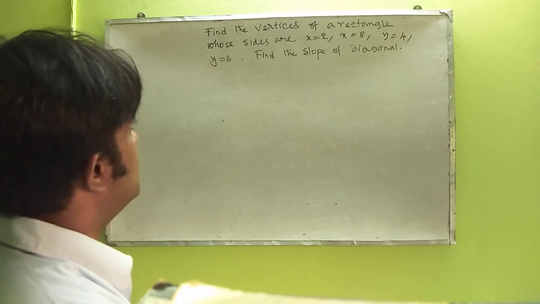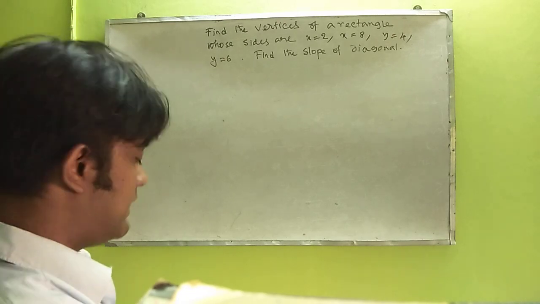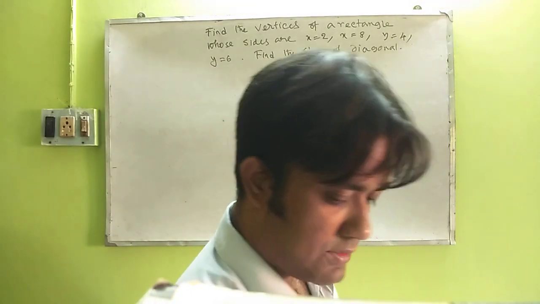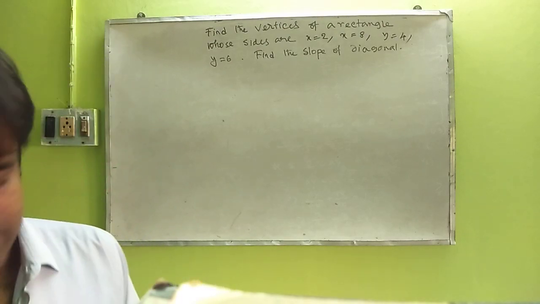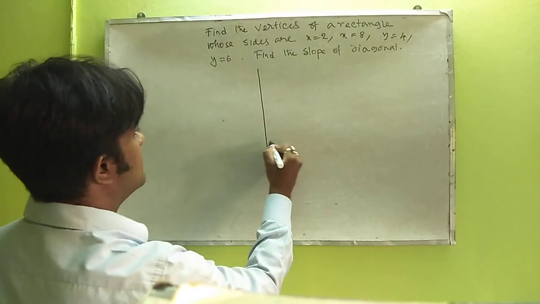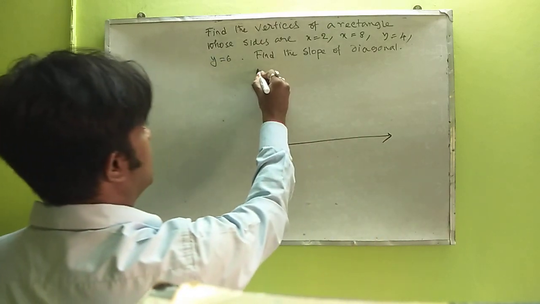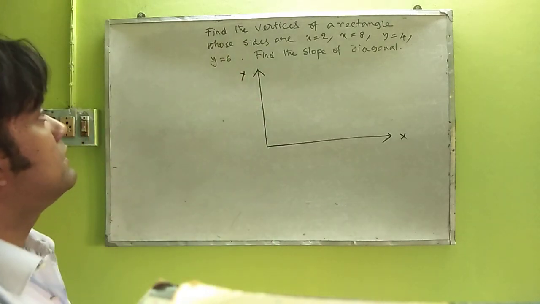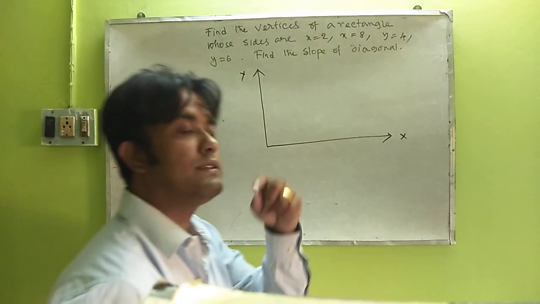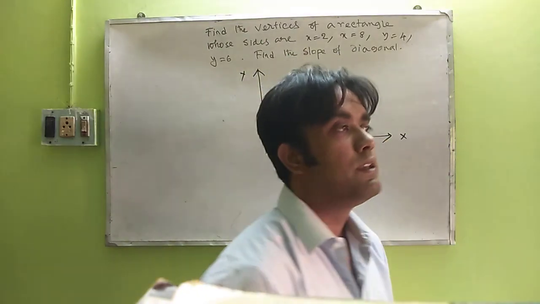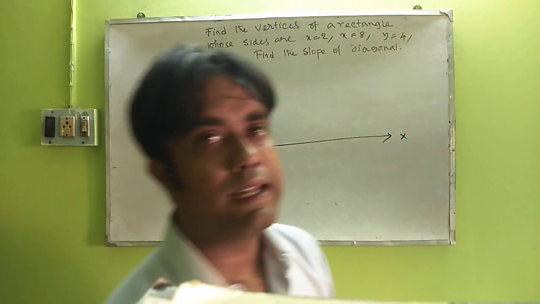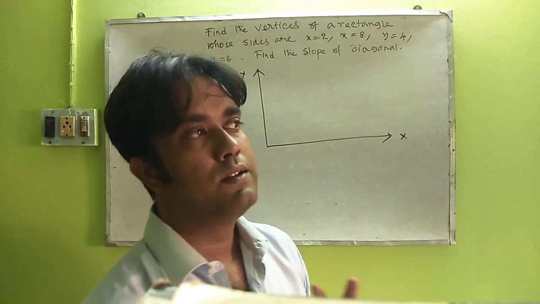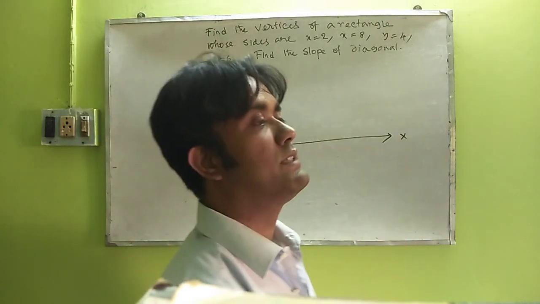So first we draw the straight lines of the rectangle. This is x axis and this is y axis. Now it is given that x is equal to 2. In the previous classes, you know about the straight line which is parallel with the y axis: x is equal to constant.